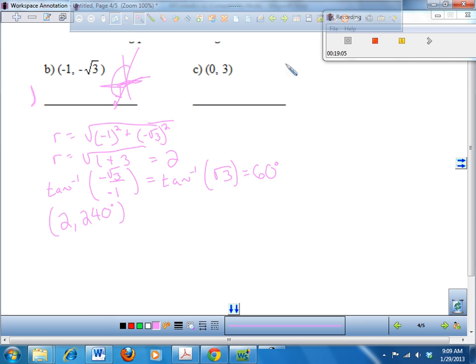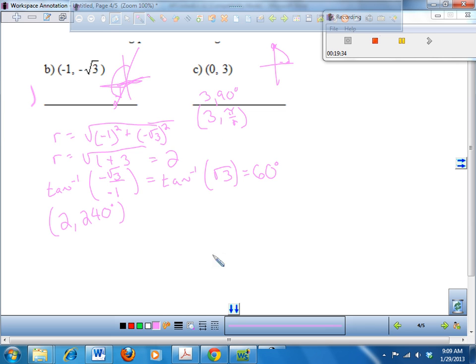Okay, and this one over here, that's pretty easy to see. 0, 3 would be here. So r, you don't even have to do the Pythagorean theorem. To get to this point, I would just go out 3 and rotate through how many degrees? 90, right? So this is the same as 390 degrees, or 3 comma pi over 2.